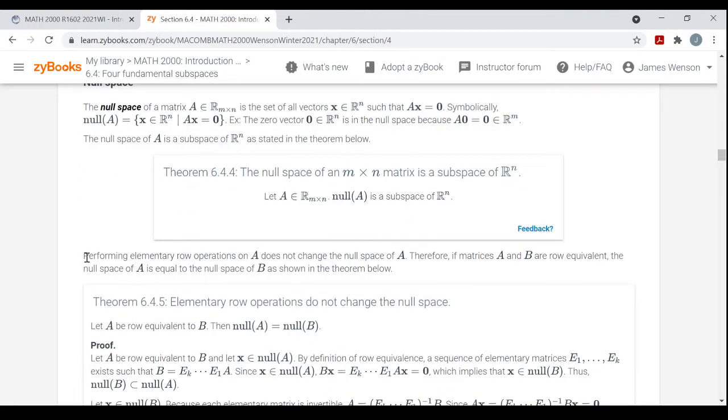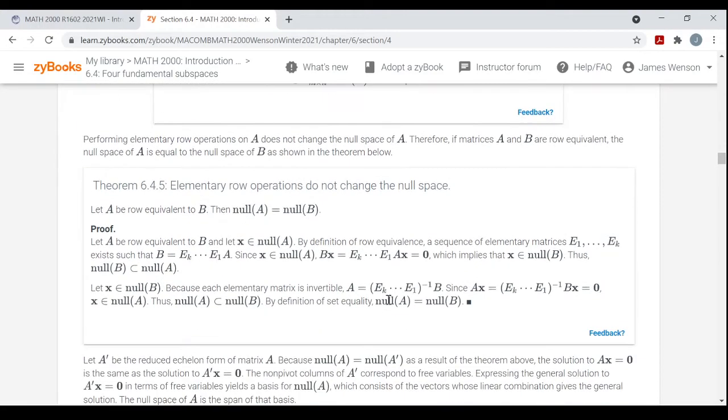Alright, and then let's read this stuff here. Performing elementary row operations on A does not change the null space of A. So any vectors that make A equal 0 when you multiply will also make any row equivalent matrix equal 0. It's just going back to solving systems. So therefore, if matrices A and B are row equivalent, the null space of A is exactly the same as the null space of B.